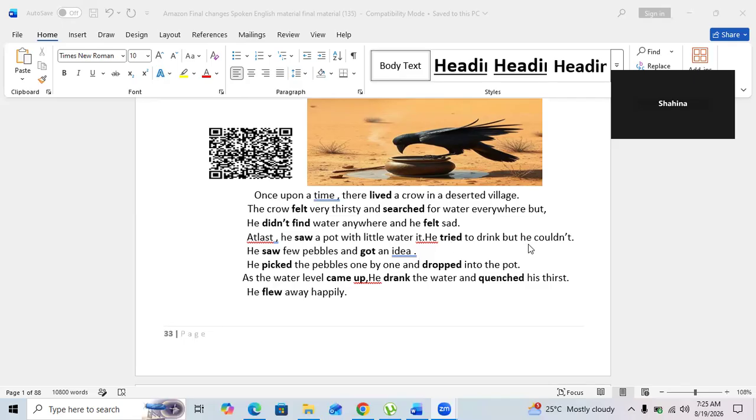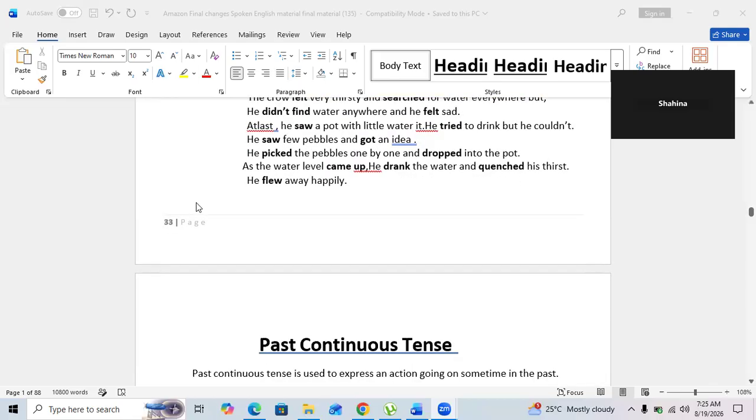The crow felt very thirsty and searched for water everywhere, but he did not find water anywhere and he felt sad. At last, he saw a pot with little water. He tried to drink, but he couldn't. He saw a few pebbles and got an idea. He picked the pebbles one by one and dropped into the pot. As the water level came up, he drank the water and quenched his thirst and he flew away. So even you can see the black mark is all about the V2.